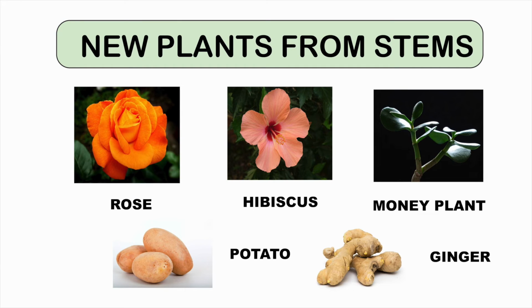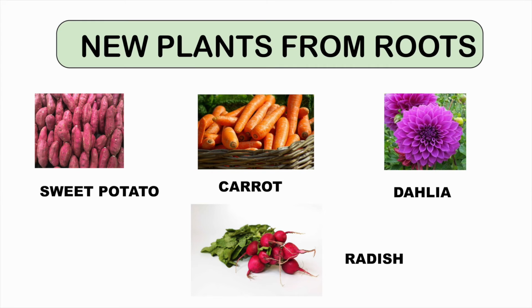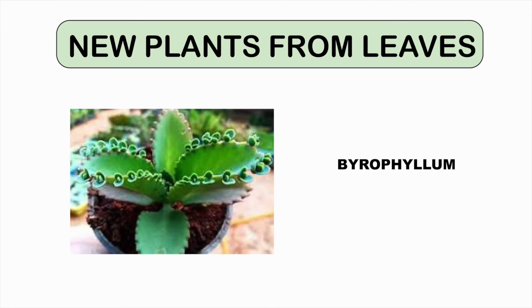Plants from stem. The stems of rose, hibiscus, money plant, potatoes, and ginger can form new plants. Plants from roots are sweet potato, dahlia, carrot, and radish. Plants from leaves are bryophyllum. This plant produces buds on the margin of the parent leaf, and these buds fall off onto the ground and develop into a new plant.